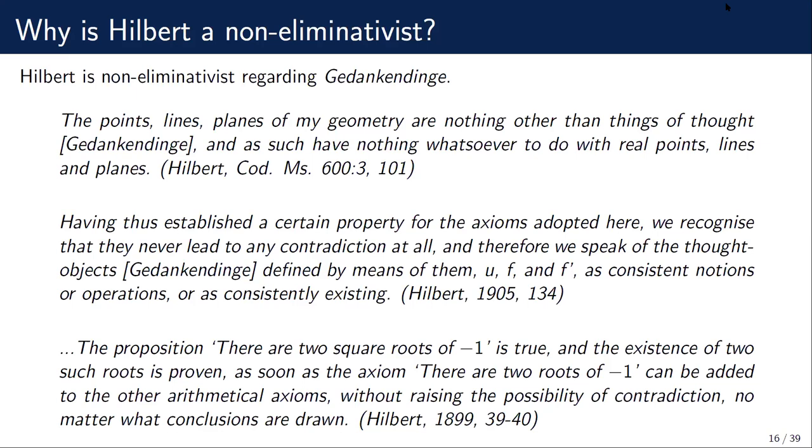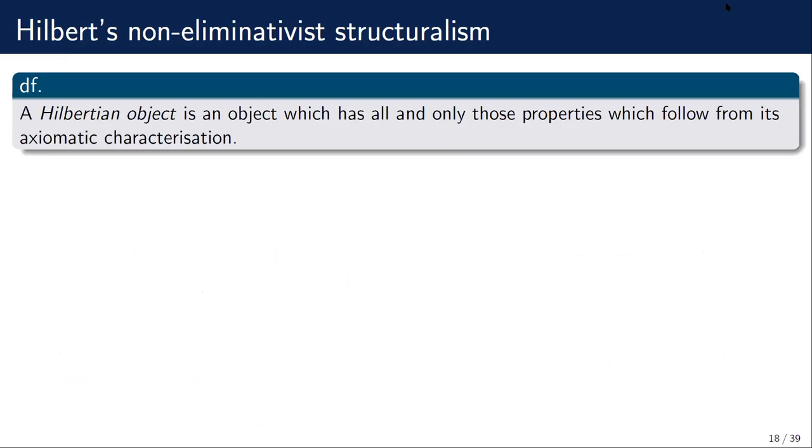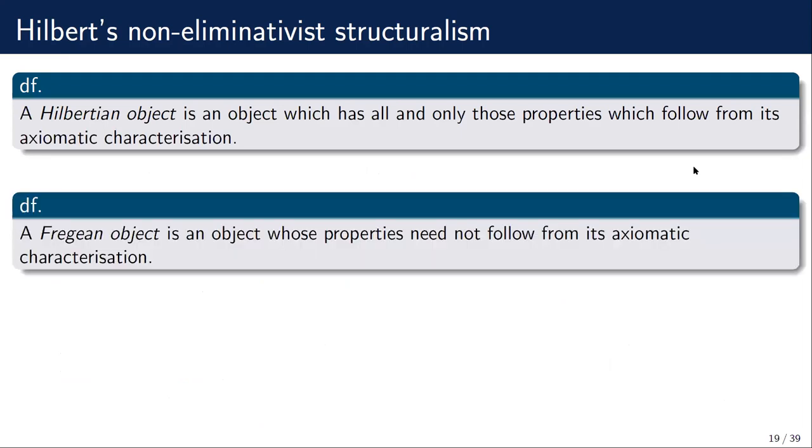Okay, I'm going to use some modern terminology here to track what's going on, but first I'll give this definition. I'm saying a Hilbertian object is an object which has all and only those properties which follow from its axiomatic characterization, and we're contrasting that with a Fregean object. It's an object whose properties need not follow from its axiomatic characterization. So in that sense, the Hilbertian object is exhaustively defined by its axiomatization. There are no properties that it has beyond its axiomatization.